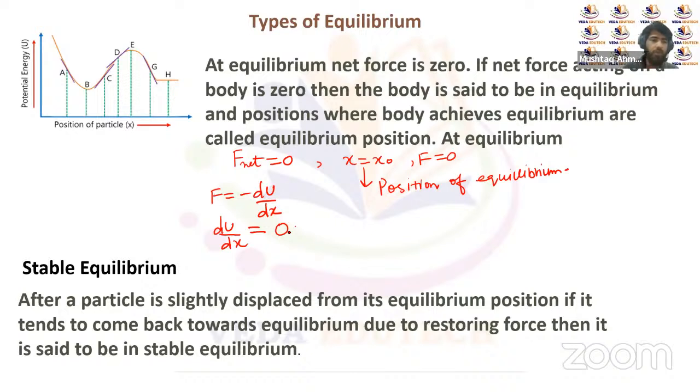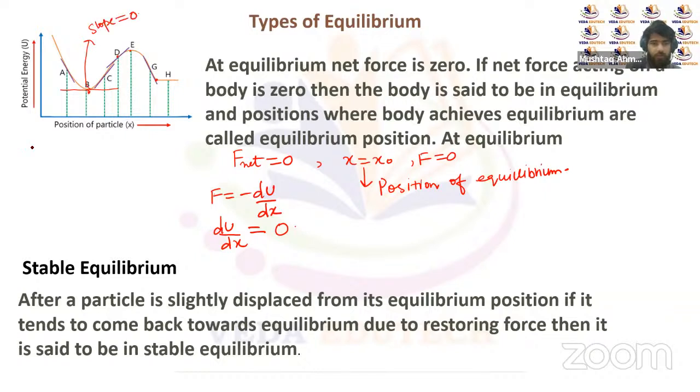You can see here we have plotted potential energy versus position. We can see the slope of the potential energy and position graph is different at different positions. There are many points here like point A, point B, point D, point E. This is the point H. At the point B, if we draw a tangent, it will be parallel to the x-axis, or we can say the slope of this tangent is equal to zero.